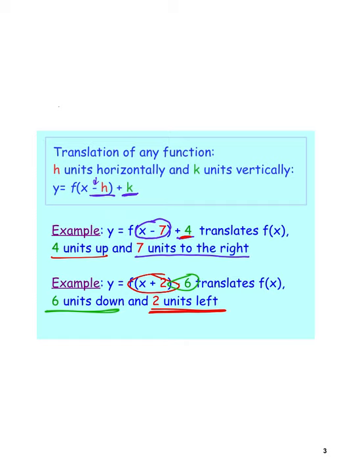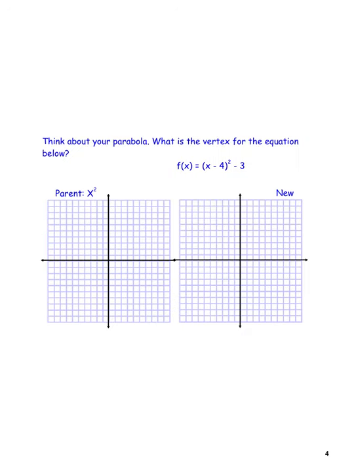So again, vertical at the end, horizontal inside, and just make sure that you remember that the horizontal one almost works backward from what you would think. When you see -7, your mindset might be to go back 7, but in this case, it's 7 units to the right, and we'll talk more about that as we progress.